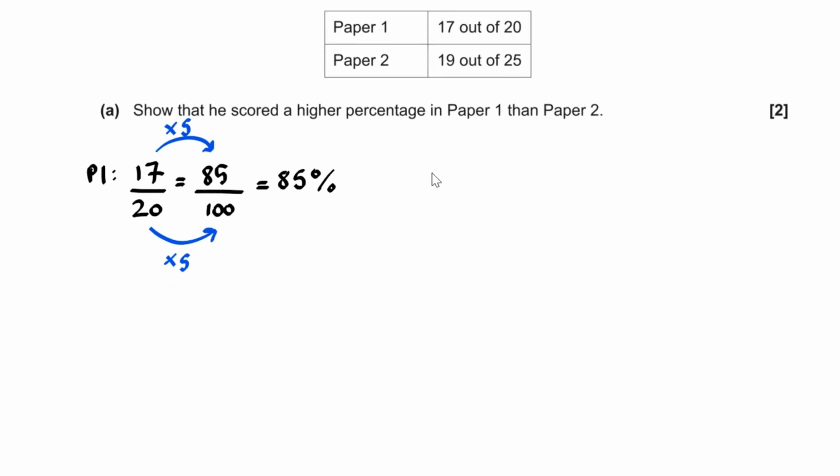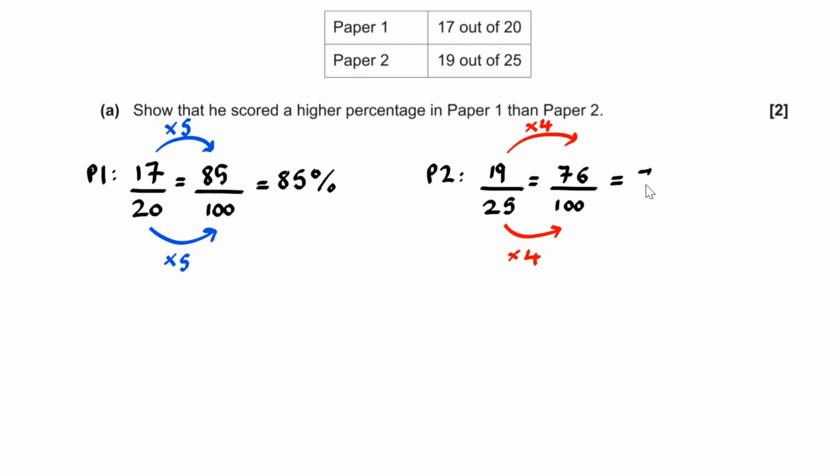Now with paper 2, he scored 19 out of 25, and remember percentage means out of 100, so therefore 25 times by 4 gives us 100, and therefore 19 times 4, that gives 76. So in paper 2 he scored 76 out of 100, which is 76%.